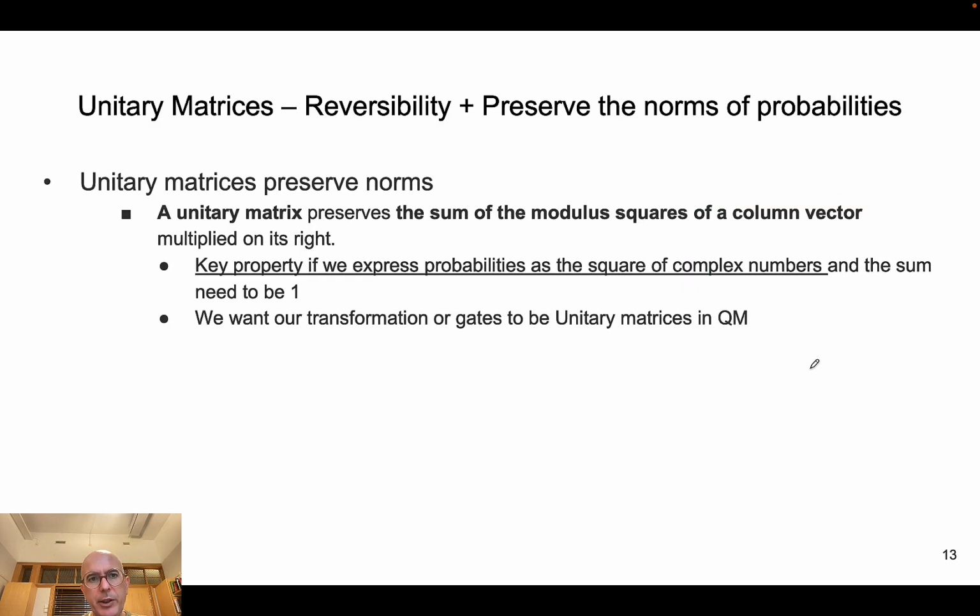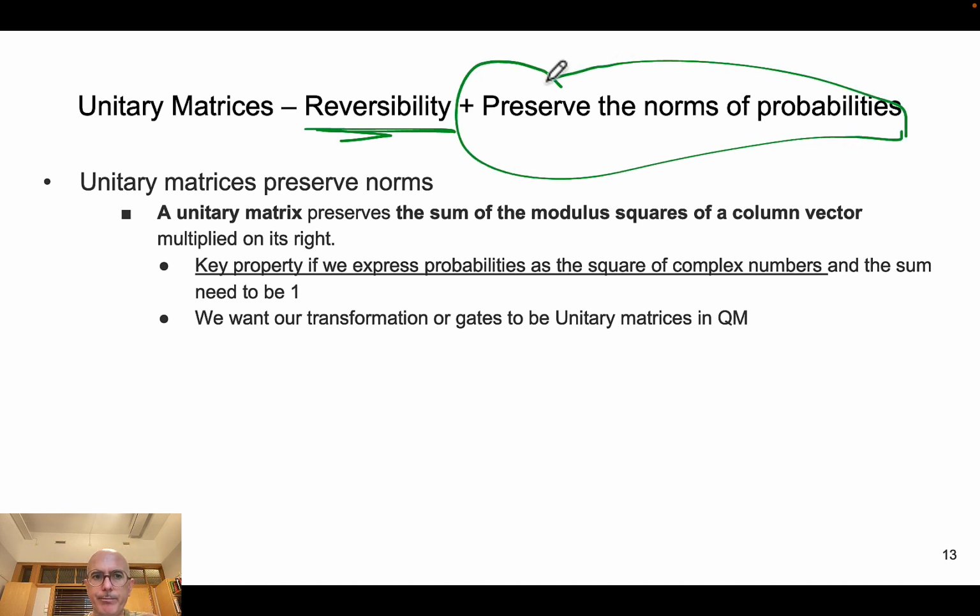We talked about unitary matrices and emphasized that they are reversible, but we didn't talk much about preserving the norms of probability. Unitary matrices preserve norms, in particular the sum of the modulus squares of the column vector they multiply on the right. This is a key property if we express probabilities as the squares of complex numbers whose sum needs to be 1. If the probabilities of our vector sum up to 1 and we apply a unitary transformation, we want the sum of probabilities still equal to 1. We don't want to lose any probability when we apply this matrix.